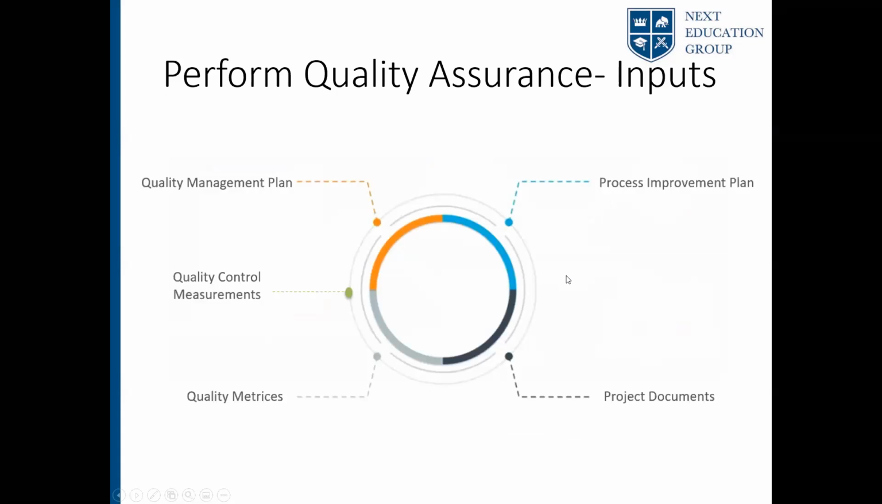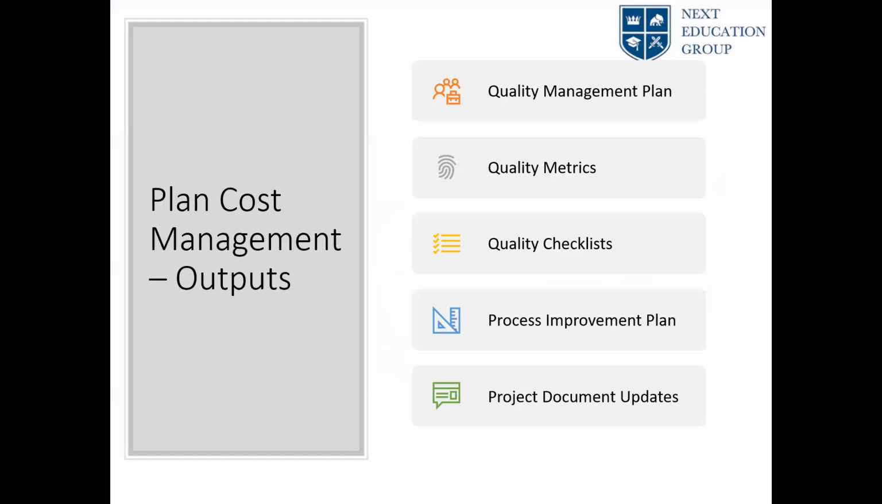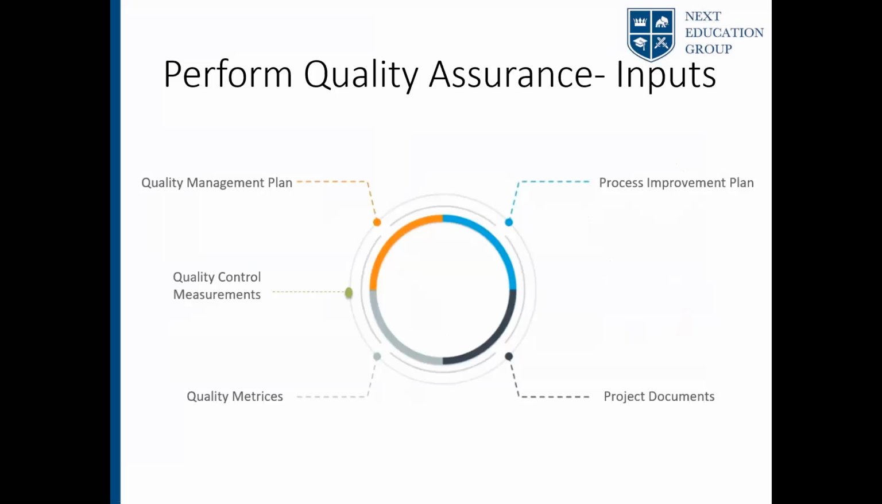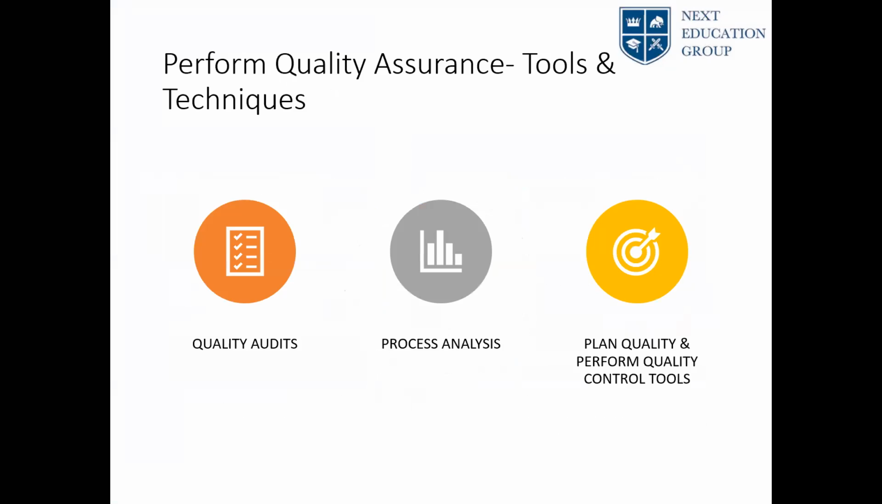With regard to inputs, your quality management plan becomes the main input for performing quality assurance. Quality control measurements, quality metrics, process improvement plans, and project documents. Outputs here become input for performing quality assurance. What are the tools and techniques you're going to use for assuring quality?